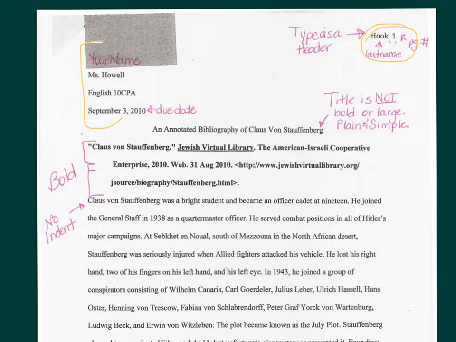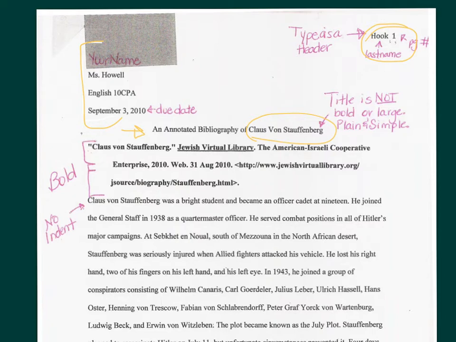Okay? Then you're going to add a very simple title. In this case, it'll say an annotated bibliography of whatever your political topic is. Again, this right here should be your political topic. Please don't get creative, just straightforward.